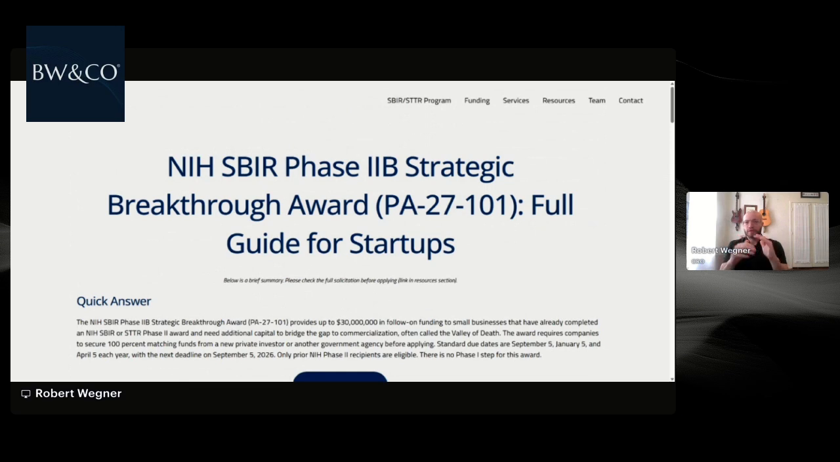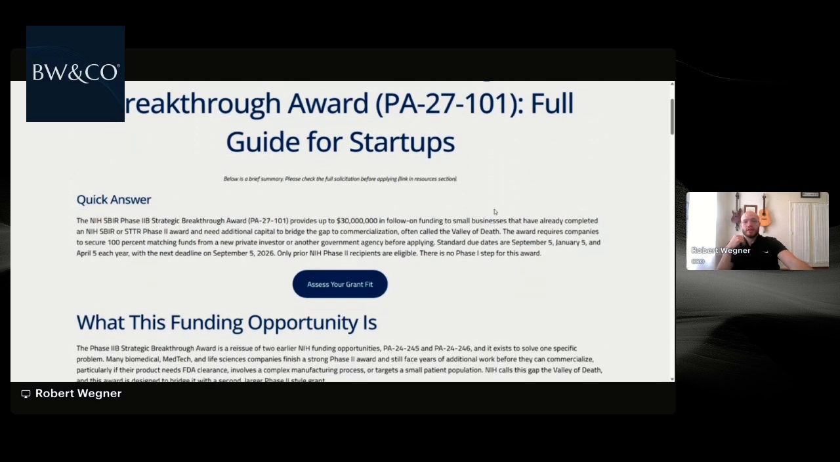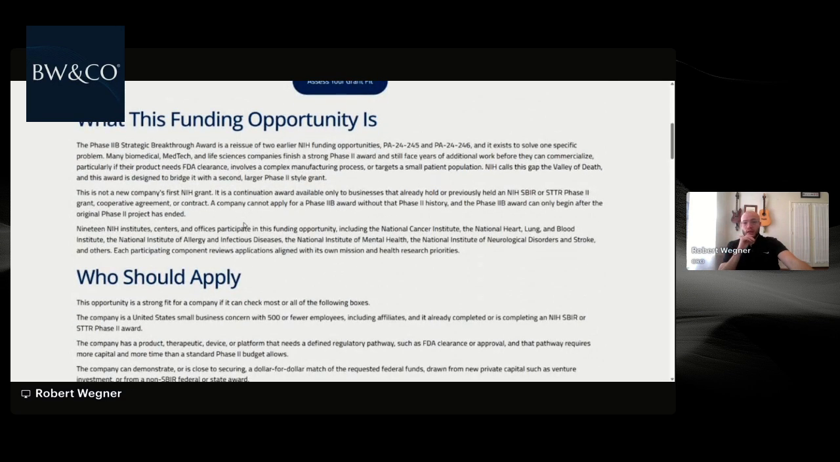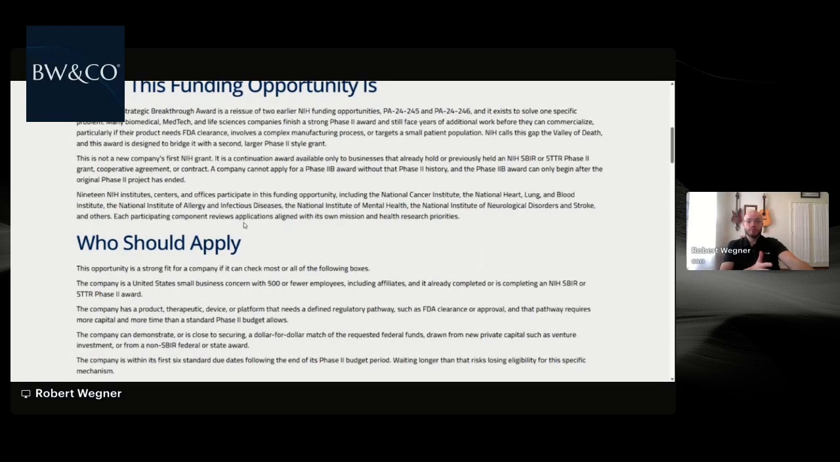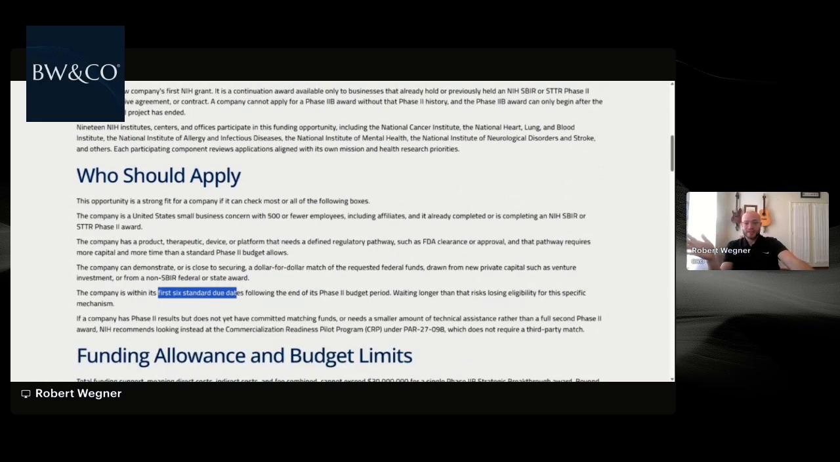If you're applying for January 5th, happy to have a conversation about this with our team to dive into this a little bit more. But they will fund up to $330 million for small businesses that have already completed a phase 2. So really important, you have to have previous phase 2 funding, and the end of the project has to be within its first 6 standard due dates, which is essentially a 2-year period of time. There are due dates for NIH every year, 3 times a year: January 5th, April 5th, September 5th. And so they'll have that.